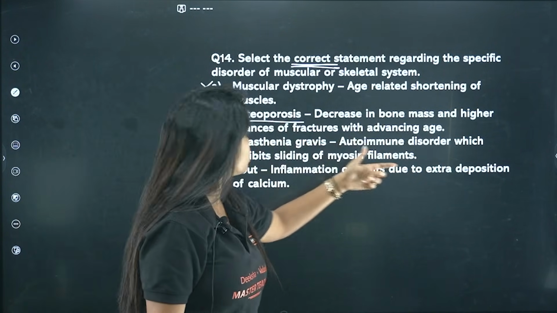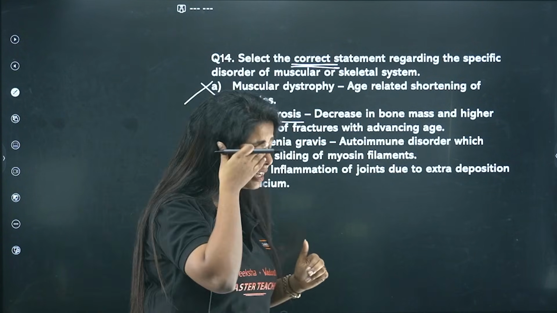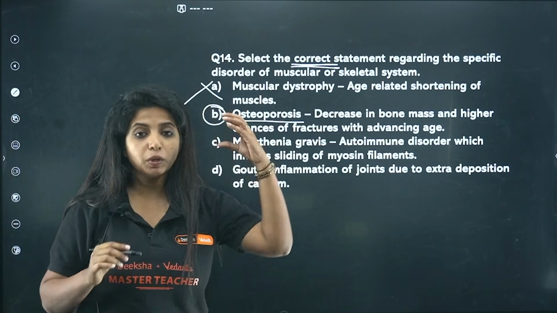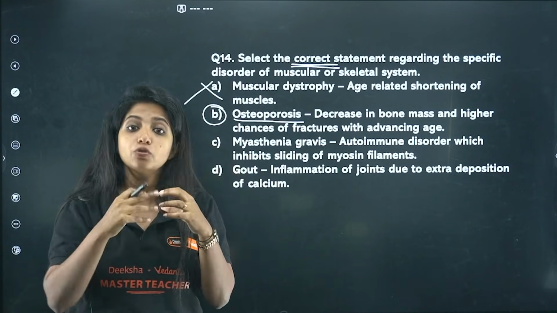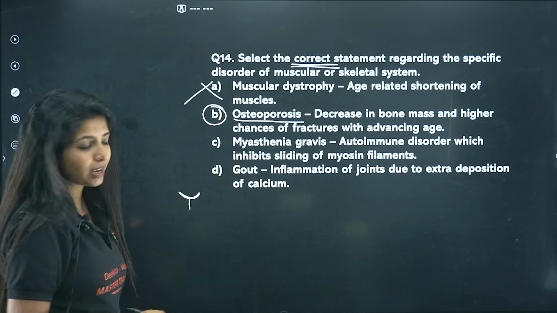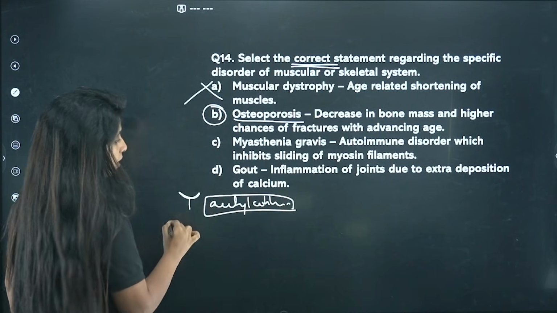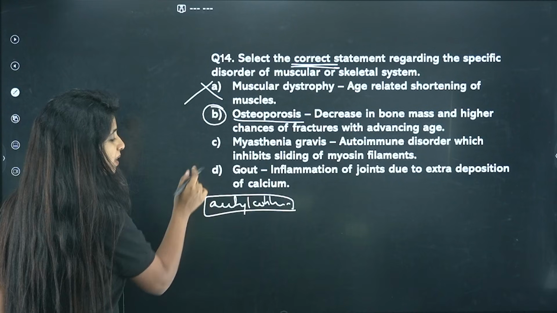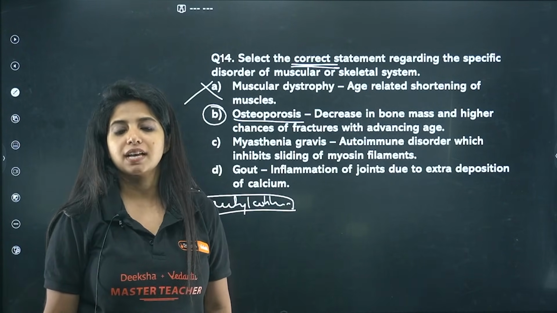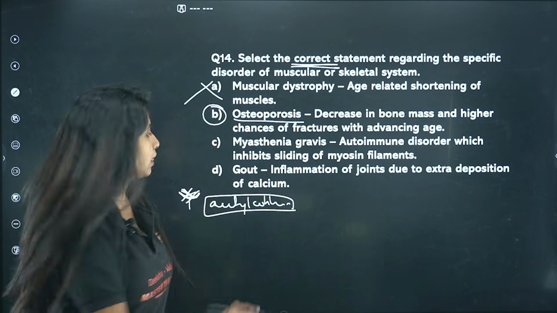Myasthenia gravis, autoimmune disorder which inhibits sliding of myosin filaments. Myosin filaments are there in the muscles. Now listen to me carefully. It's an autoimmune disorder where it affects the neuromuscular junction. Between a neuron and a muscle, the junction that you have is known as neuromuscular junction. Now in this junction, you have some receptors which are known as acetylcholine receptors. Acetylcholine is a neurotransmitter. Now suppose someone is blocking this receptor such that the acetylcholine does not come and bind. That is the problem that is happening in myasthenia gravis. So there is no inhibiting of the sliding of myosin filaments, nothing like that. So this would be wrong.